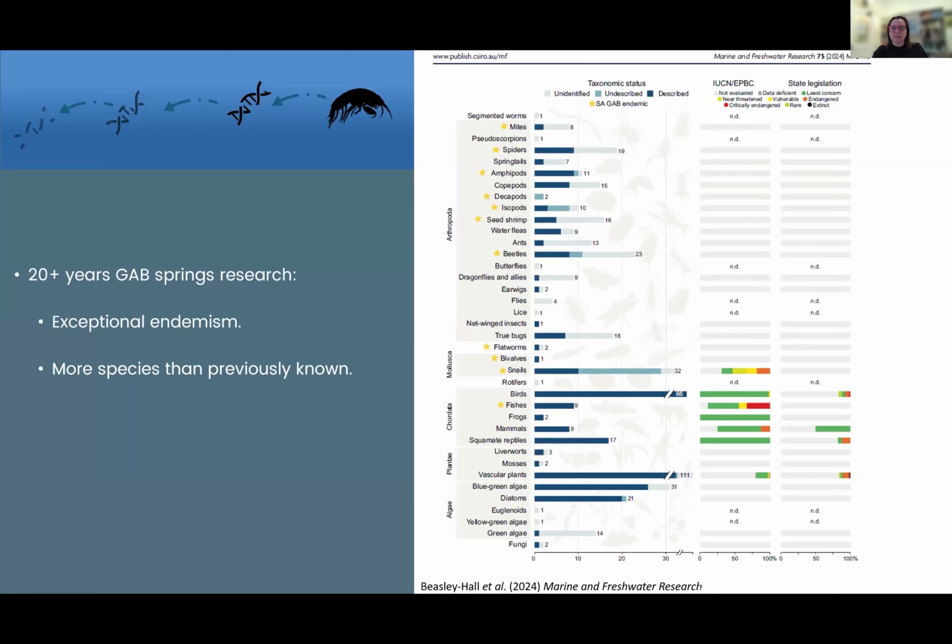Recently, we published it in a paper by Perry Beasley Hall, and we also published online the full list of species that are in and around springs. So our work has highlighted the uniqueness of the springs and the short range endemics that live there.